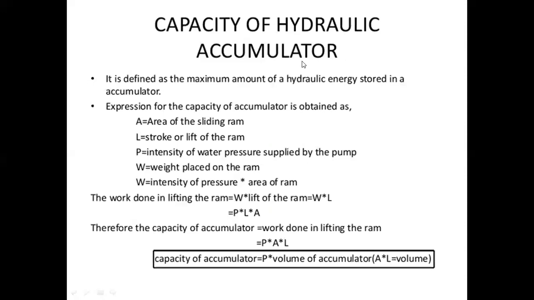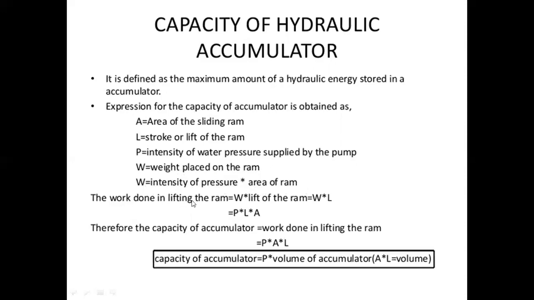Capacity of hydraulic accumulator. How will you evaluate the capacity of a hydraulic accumulator? It is defined as the maximum amount of hydraulic energy stored in the accumulator. The expression for the capacity of the accumulator is obtained as follows. A is the area of the sliding ram, L is the stroke or lift of the ram, P is the intensity of water pressure supplied by the pump, W is the weight placed on the ram, then W will be nothing but the intensity of pressure into the area of the ram.